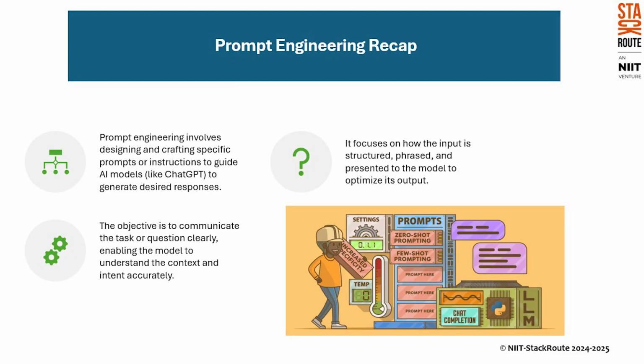Moving ahead, we'll dive into risks and misuses, common prompting pitfalls, and the best prompting techniques. Let's recall the basics of prompt engineering. Prompt engineering is all about designing specific prompts or instructions that guide AI models, like ChatGPT, to deliver responses that match what we're looking for. In other words, it's about carefully crafting the input to optimize the output. We structure, phrase, and present prompts in ways that help the AI clearly understand the task or question, ensuring it picks up on the context and intent as accurately as possible.